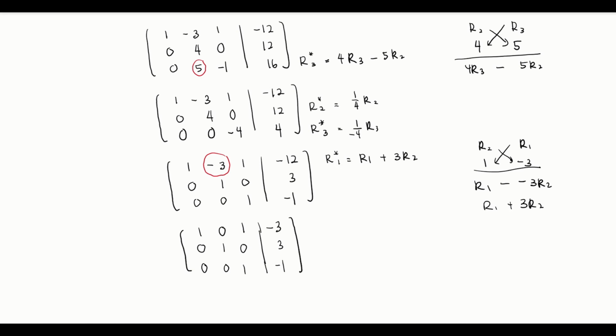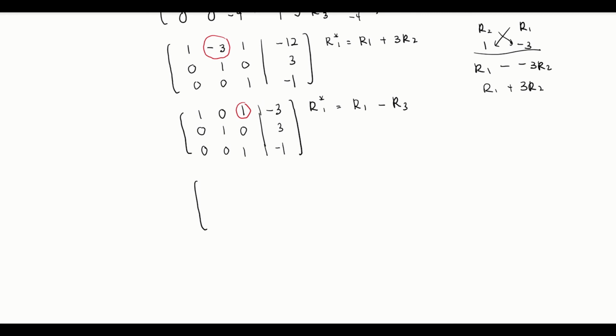Alright, the last step is to make this element become 0, and that is very simple because the new first row is the first row minus the third row. When we do that, the second row has no change and the third row also has no change. Only the first row changes. So 1 minus 0 is 1. 0 minus 0, 0. 1 minus 1, 0. Negative 3 minus negative 1, negative 2. Alright, so we finish with the Gauss-Jordan.